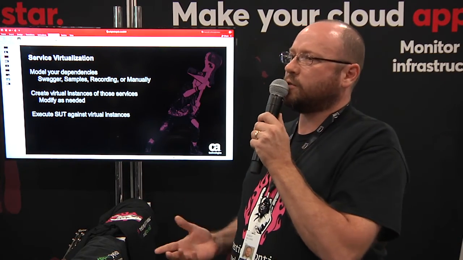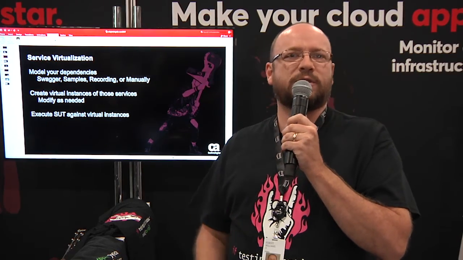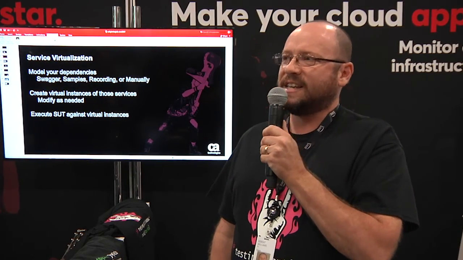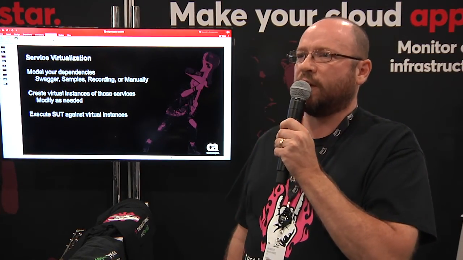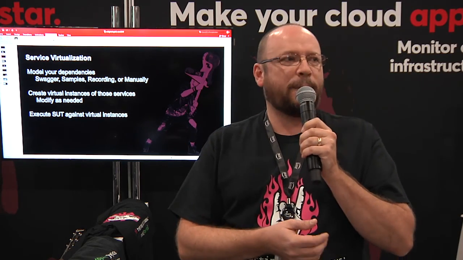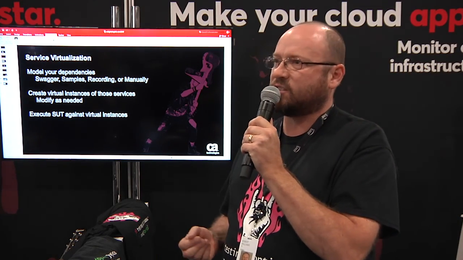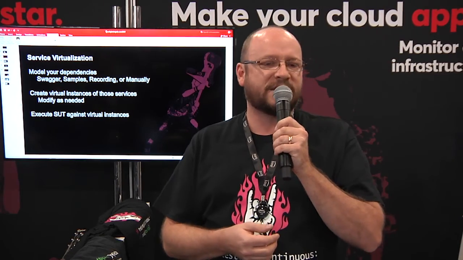Then you deploy the right set of those. You run your system under test against that to test the characteristics that you're looking for. So you have one set that's for happy paths. You have one set that's for negative testing. You have another set for performance testing, etc.